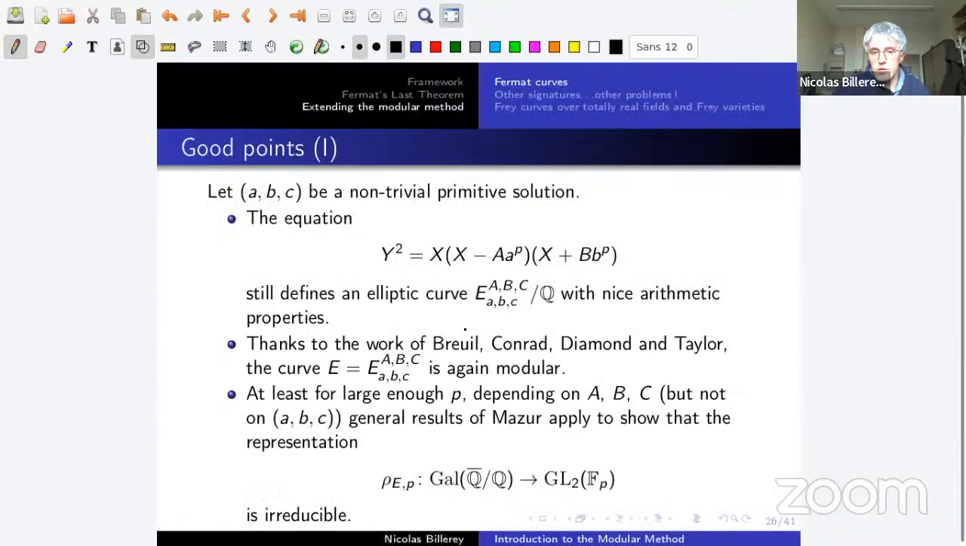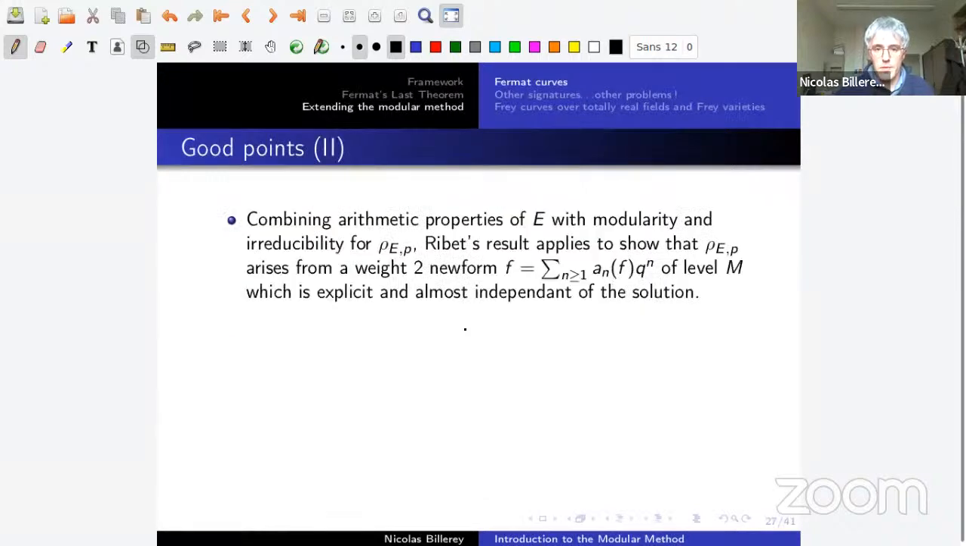And also, we can apply Mazur's result to prove that the mod P representation attached to that curve is again irreducible, at least for large enough prime P, and the bound might depend on the coefficients A, B, and C. So if you're interested in small coefficients, that might be a problem. But if you're interested in solving the equation for all but finitely many coefficients, for instance, or for large enough exponents P, it's not a problem. So you can apply Mazur's result, and you get that it's irreducible.